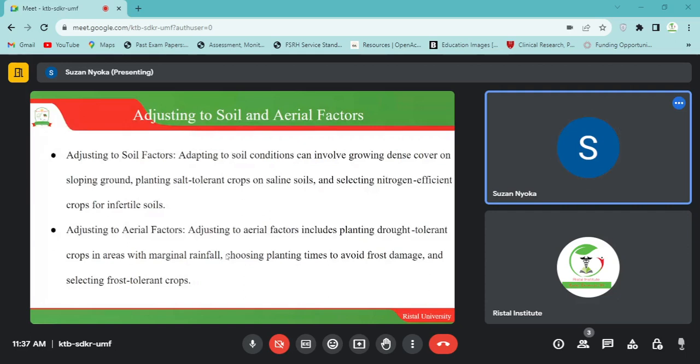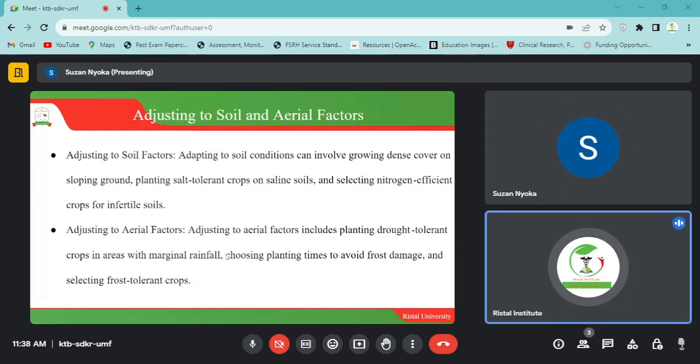Yes, in areas where there is rain, choosing planting times to avoid frost damage, and selecting frost tolerant crops. Yes, you make sure you choose your planting time. If you know it's going to flood, like let's say frost, sorry, like from May to June or May to August, you can just plan for the first.